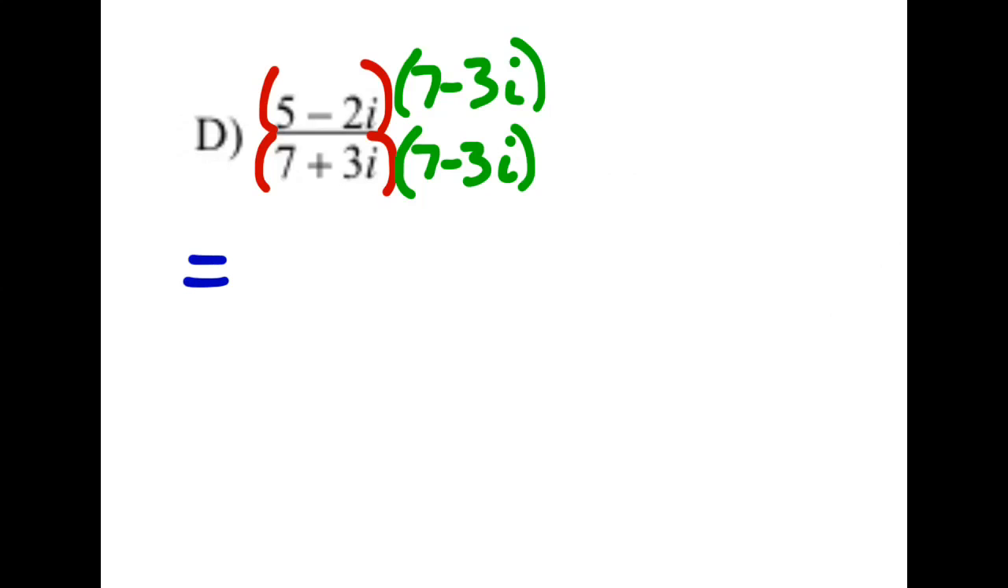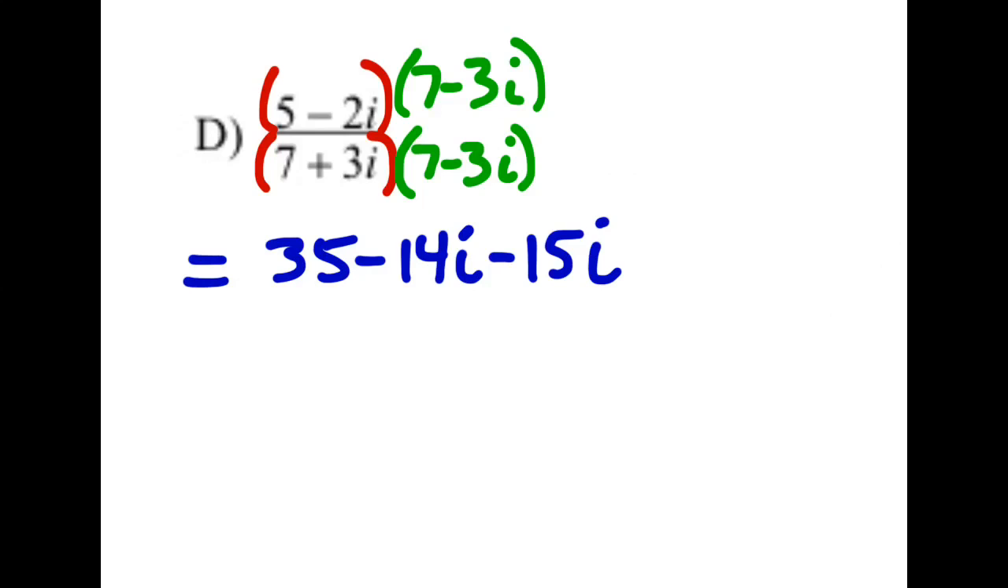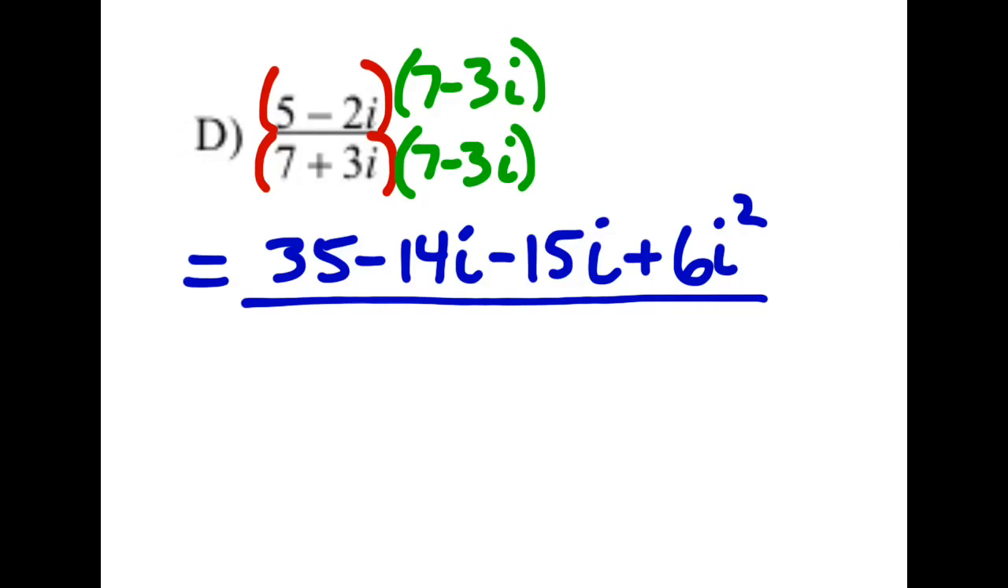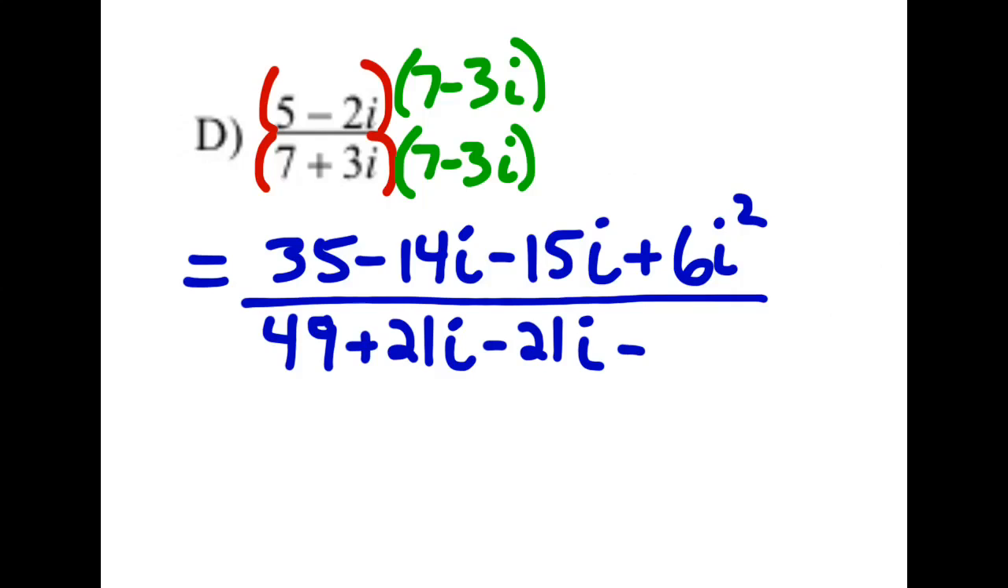So on top, multiplying that out, I'm going to have 5 times 7 is 35. Negative 2i times 7 is negative 14i. 5 times negative 3i is negative 15i. And negative 2i times negative 3i is positive 6i squared. So there's my numerator. My denominator is 7 times 7 is 49. And then I have 3i times 7 is 21i. 7 times negative 3i is negative 21i. And 3i times negative 3i is negative 9i squared.